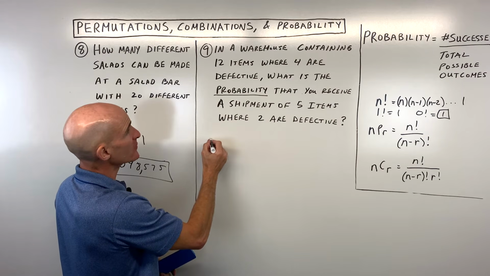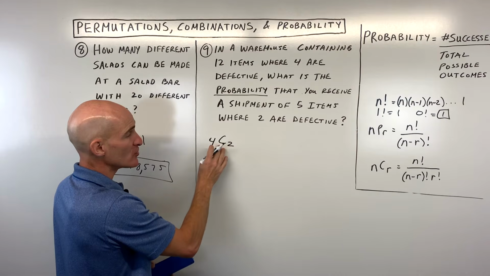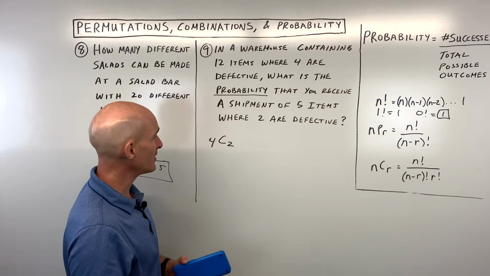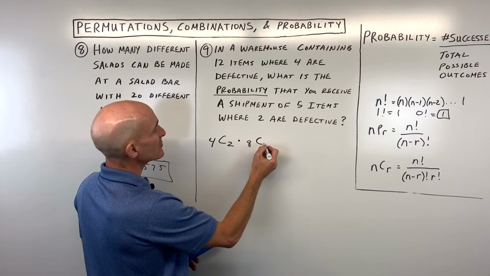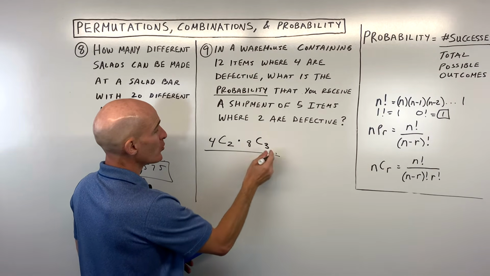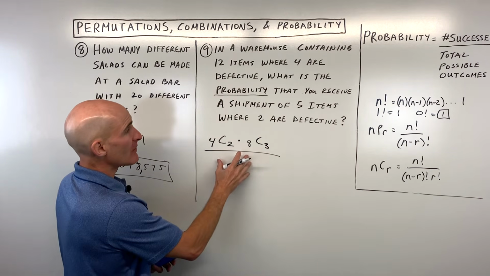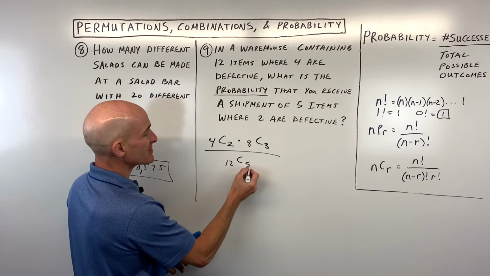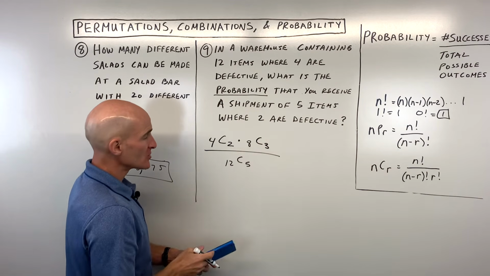Okay, so let's think about it. So 2 are defective. So out of the 4 defective items at this warehouse, how many ways are there to get 2? Now we're using combinations because it doesn't matter the order. We're assuming these are all the same kind of widget, whatever that is, okay? And then out of the 8 good ones, how many ways are there to receive 3 of the good ones? That's going to give us the total number of successes. When I say success, it's what you're looking for, what you want, divided by the total possible ways of receiving 5 items from this warehouse that has 12 of these items. Okay, so this is the total possible.